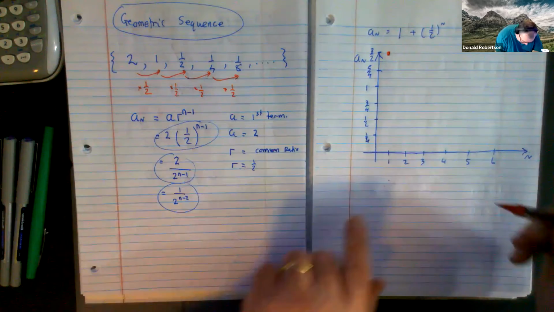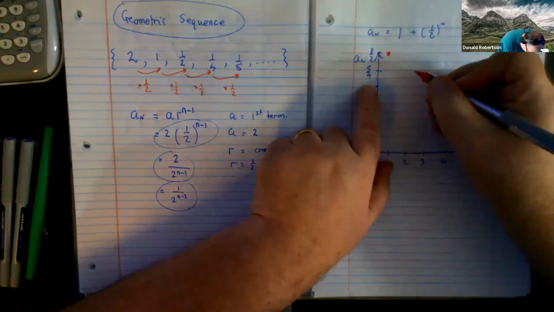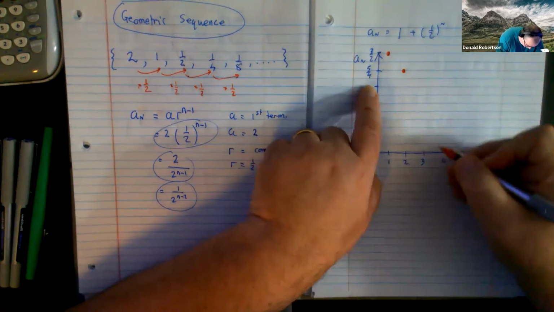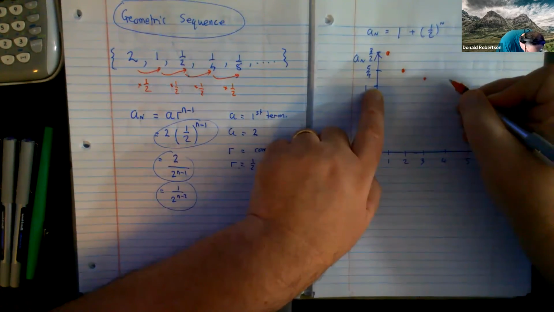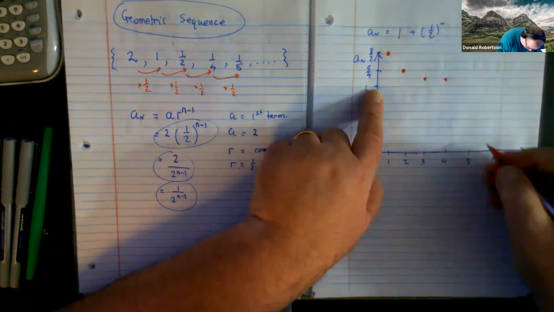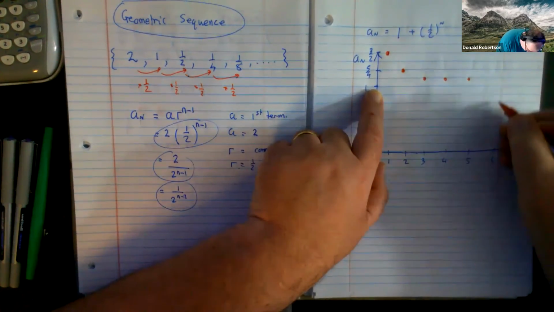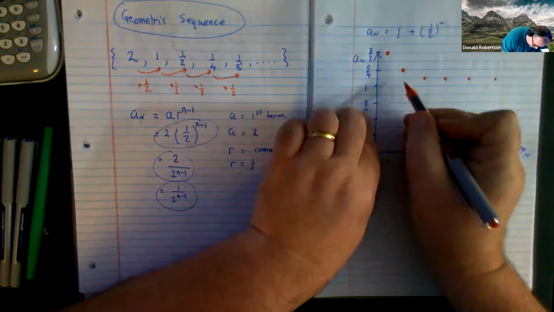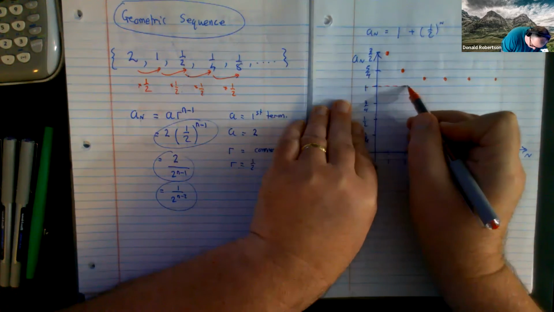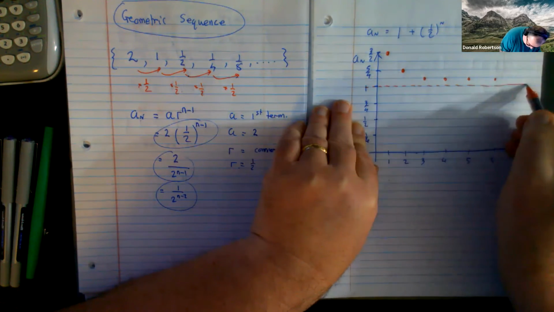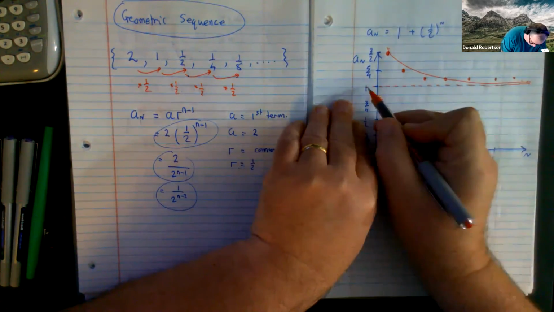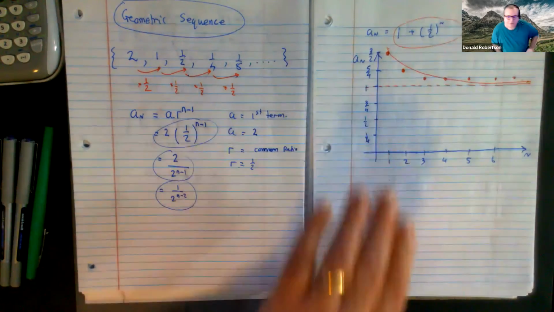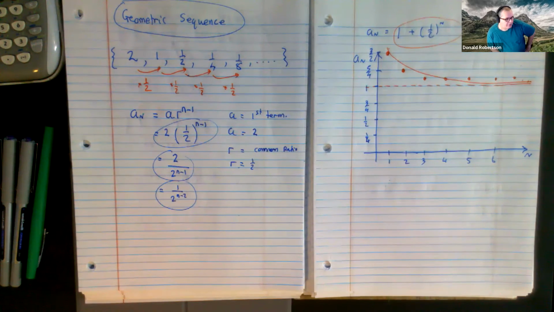Now you plug in 2, you get 1 5/4. When you plug in 3, you get 1 7/8. And you plug in 4, you get 1 1/16, 1 1/32, and 1 1/64. And if I draw a little dotted line here, can you see that this sequence is essentially leveling off to 1? Would that make sense that the limit of that sequence was 1?